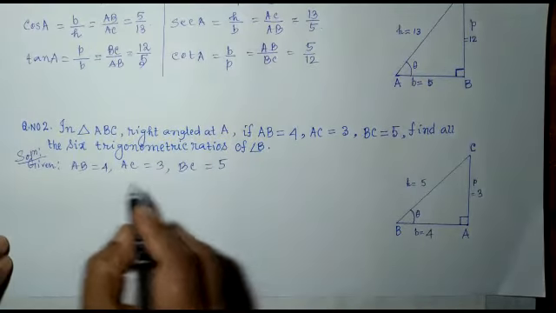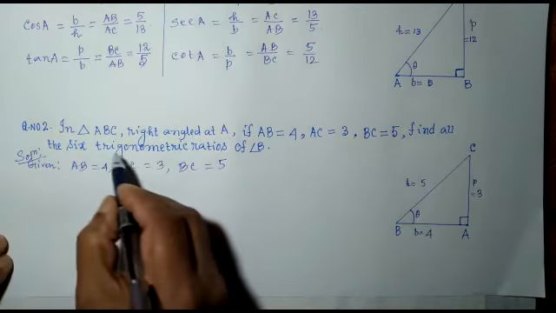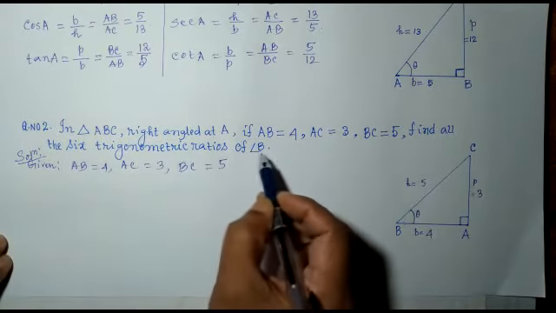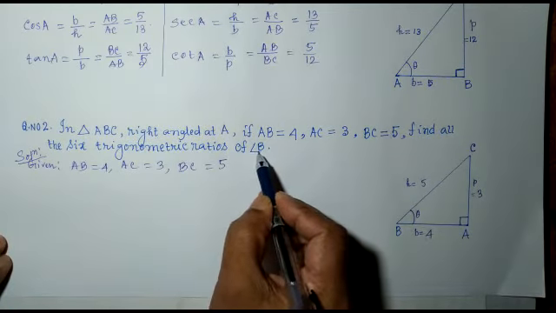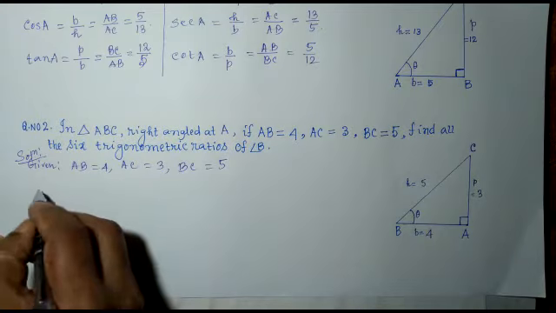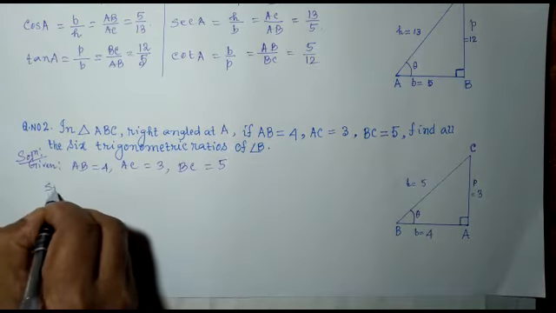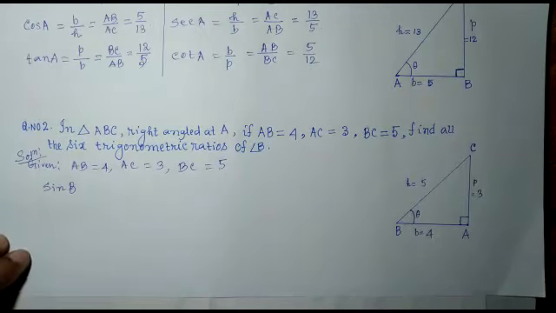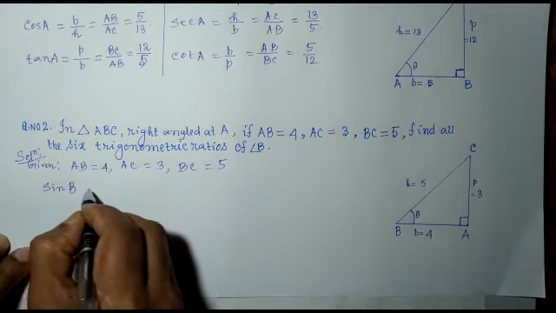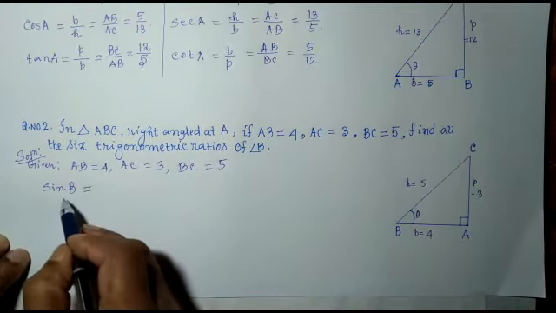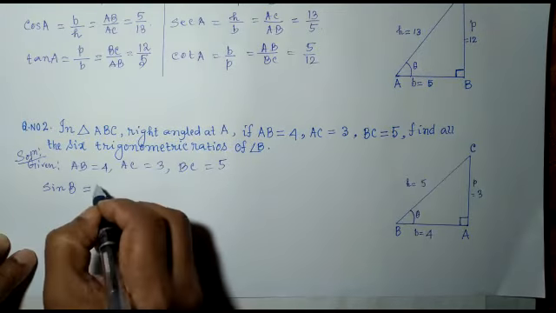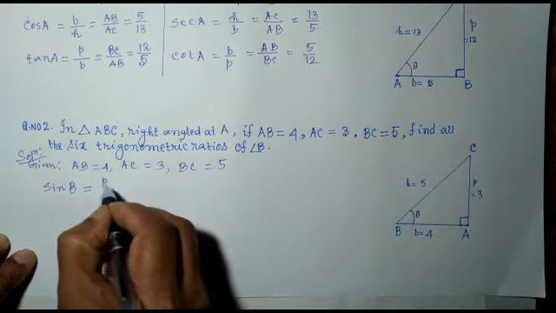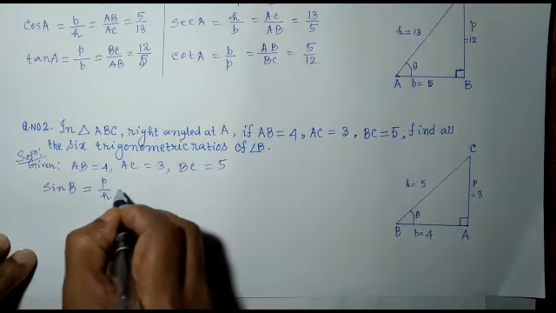So the first trigonometric ratios, we will find all the 6 trigonometric ratios with reference to the angle B. So this time the name will be sin B, cos B, tan B, etc. So sin B, think the formula. Sin formula is perpendicular by hypotenuse. We can write here perpendicular by hypotenuse.